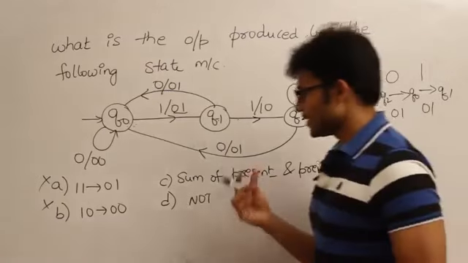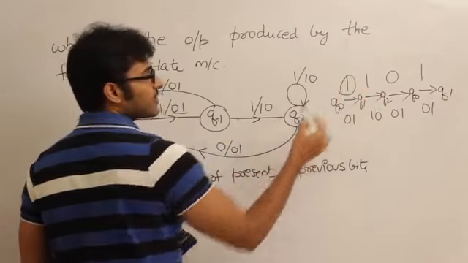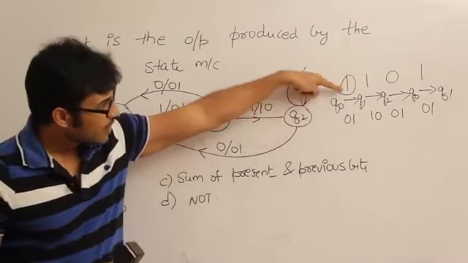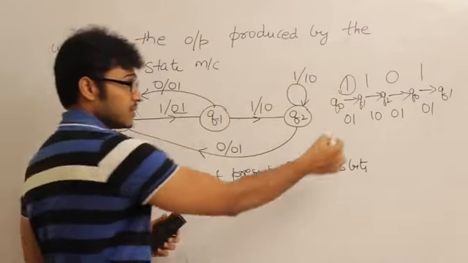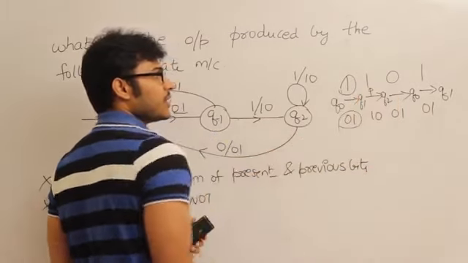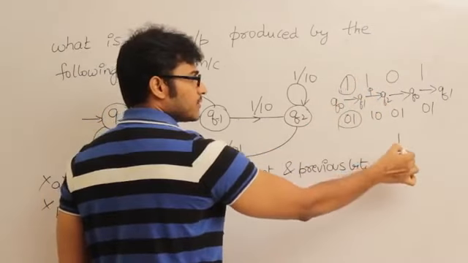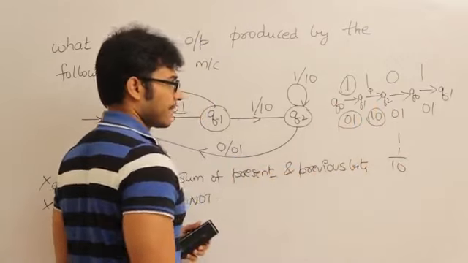Okay, now just see if this is right or wrong. Initially there is only 1, so there is no previous bit at all. Let us assume that the previous bit is 0. In that case, 1 plus previous bit 0 gives a sum of 1. Yes, it is true. Now you are here. At this point, the present bit is 1 and the previous bit is 1. Therefore, the sum is 1 0. Yes, 1 0 is right.